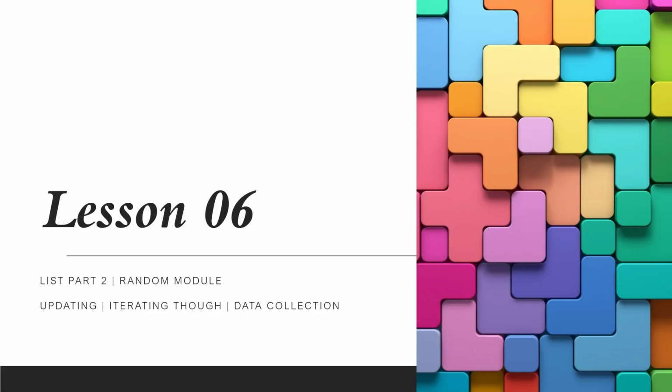In today's lesson, we are continuing on from lesson number 5, looking at lists. You should have already seen how to create lists, append data to lists, and how you can print data from lists. But now we're looking at how you can update a list, how you can print all the data from a list using iteration, and how we can do certain data science on that list.